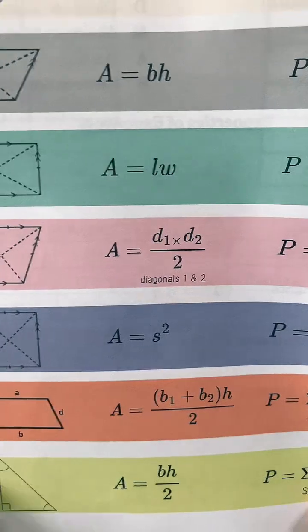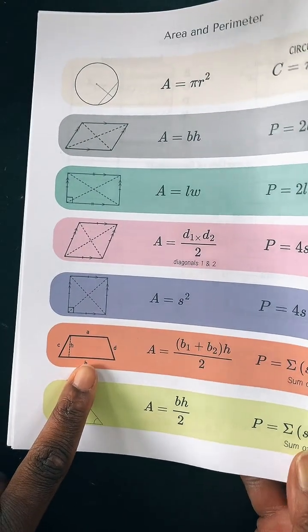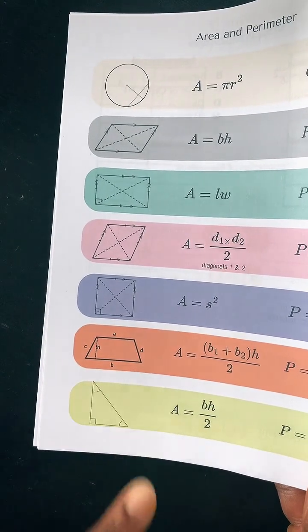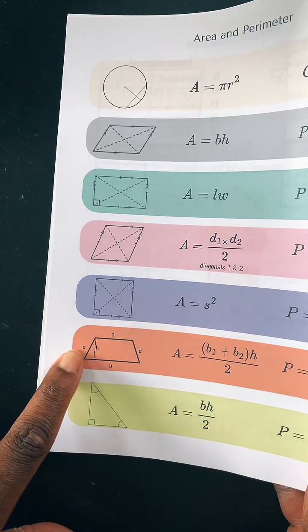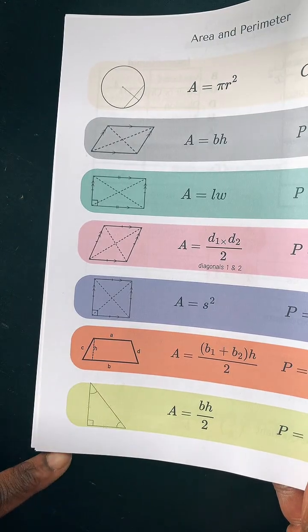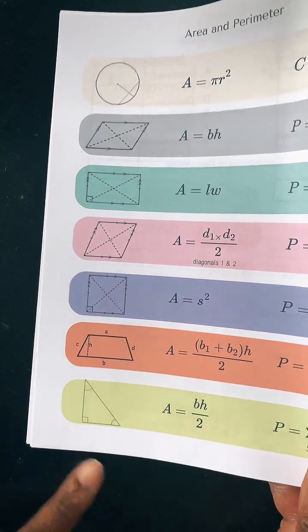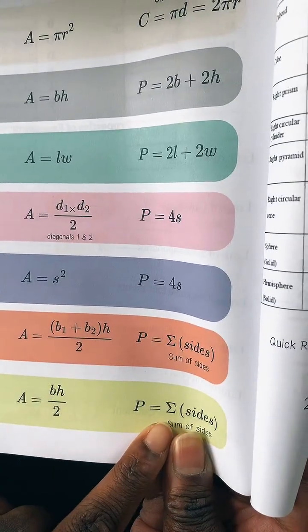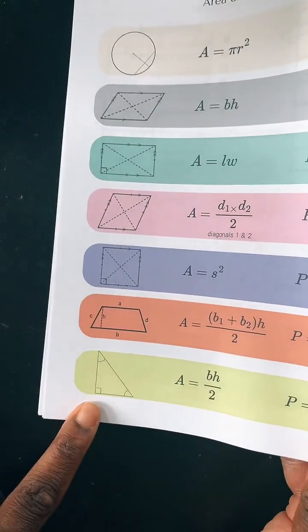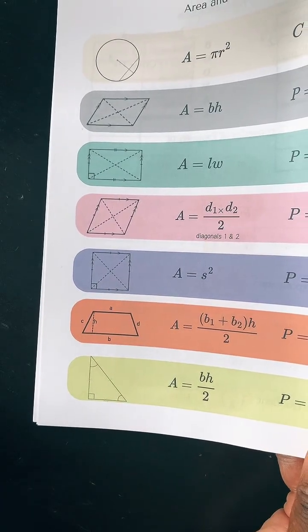So if I have a trapezoid, which I have right here, let me see if I can slide that over. There we go. I'm just adding up the sides. So if you're wondering, how do I find the perimeter? You add up the sides, A, B, C, and D. Same thing is happening with the triangle. I still have that summation symbol. So all you're doing is adding up the sides to find the perimeter of a triangle.